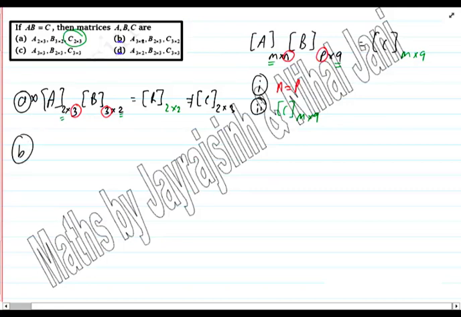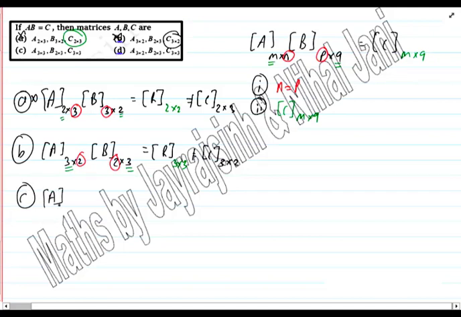Now let's move to option B. B has order of A as 3 cross 2 and B matrix has order of 2 cross 3. So let's check the first condition. So yes, 2 and 2 are equal. So the resultant matrix has the order of 3 cross 3. Now let's see the order of C, which is given in the option. So no, C has the order of 3 cross 2, which is not equal to 3 cross 3. So option B will also be the wrong one. Okay. Now let's move to option C.